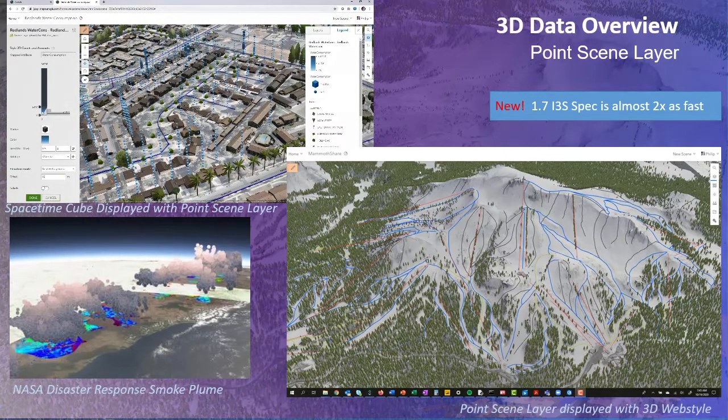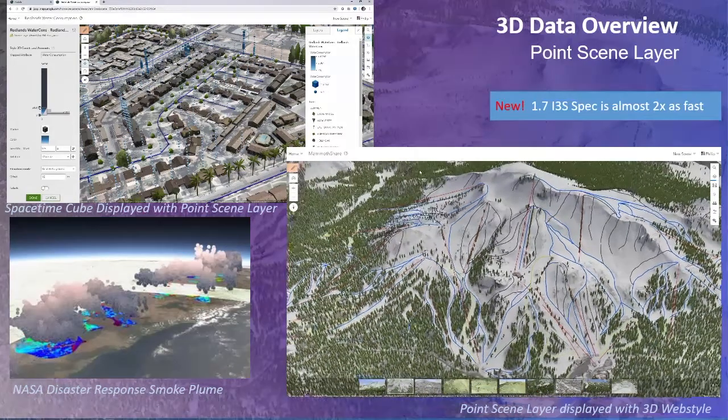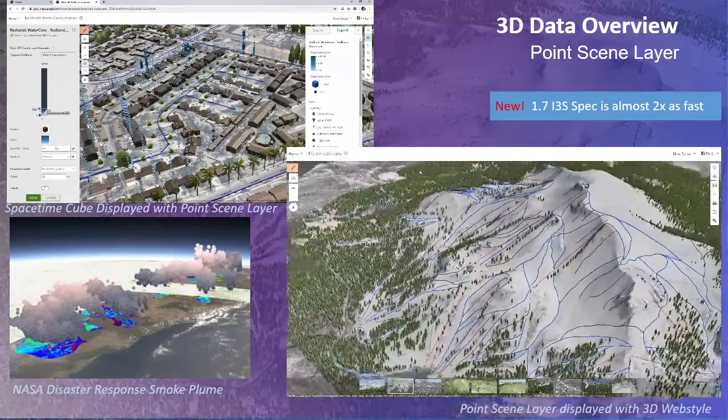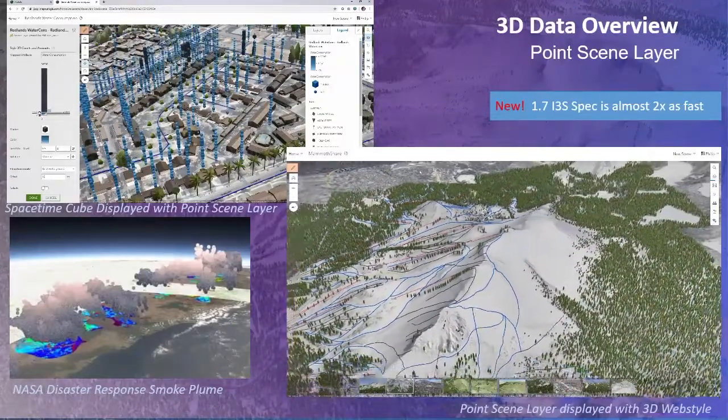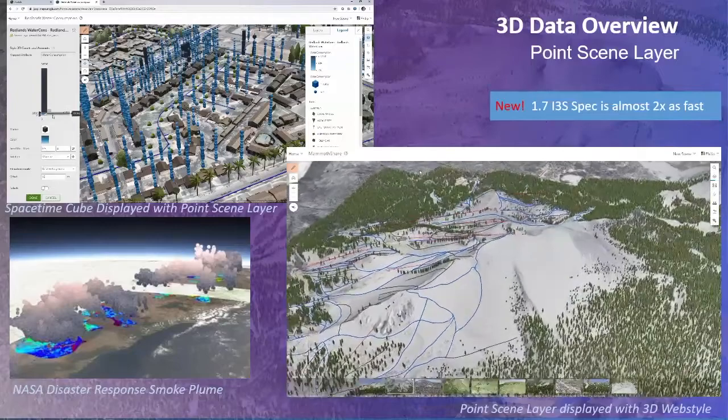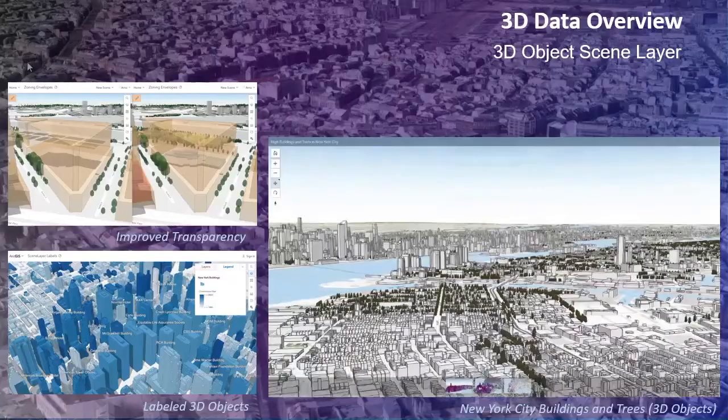Another thing to know here is that we continue to update the i3S spec, so it's very performant. And as this case here in the bottom right is showing with Mammoth, this is 150,000 trees that are symbolized with web styles where the points are storing those locations.